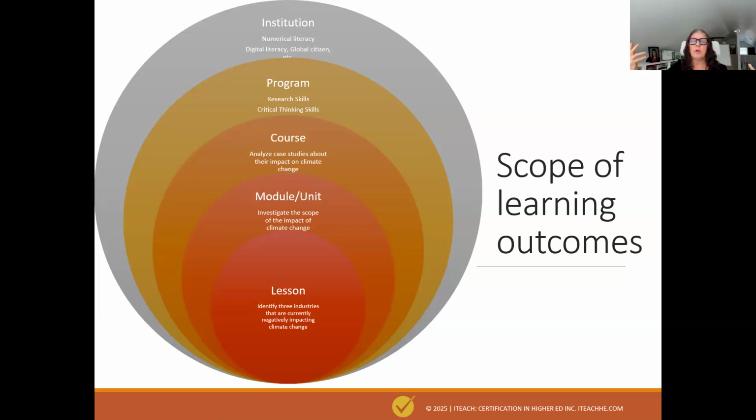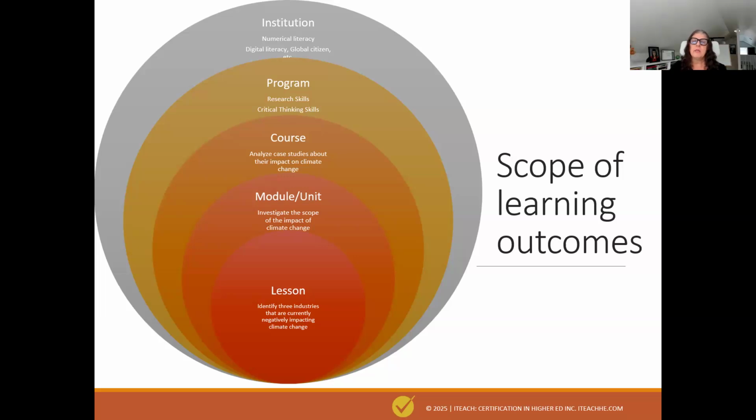Like, we want all our students who graduate from Reedley College to be global citizens, or have digital literacy, et cetera. At the program level, that is where you can get a bit more detail, right? But again, they're quite broad.